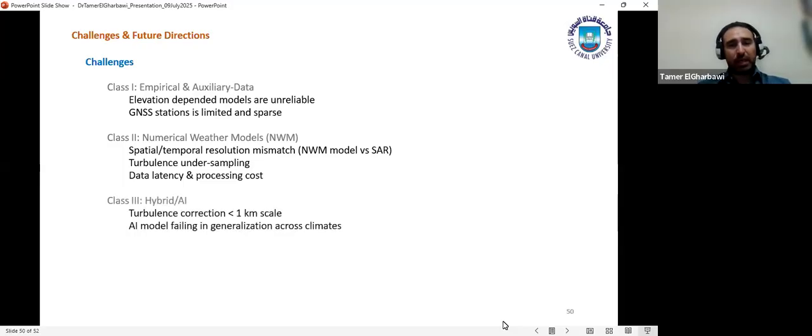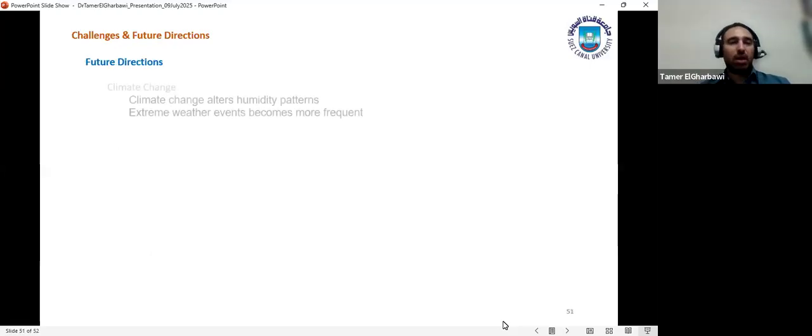For the hybrid and AI, it can be used for scales less than 1 kilometer, but the main thing is that generalization has some kind of issue. For the interferometric time series, the data and the processing are extensive.